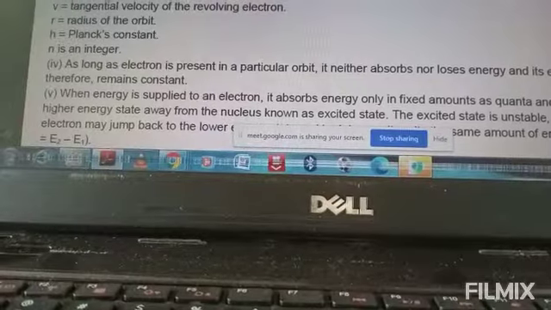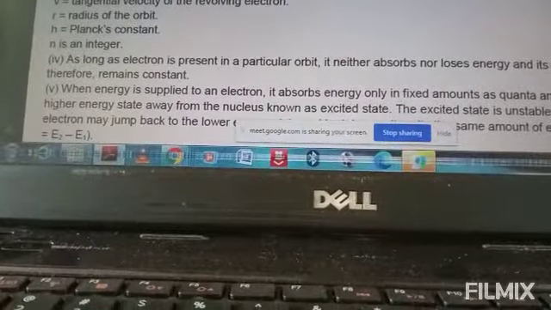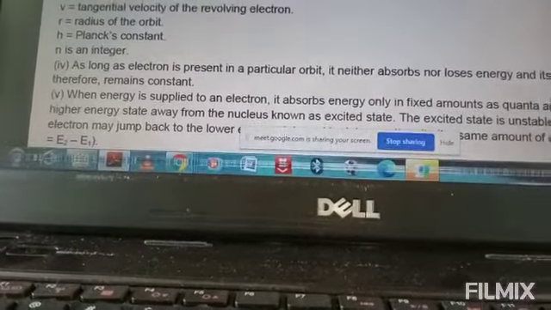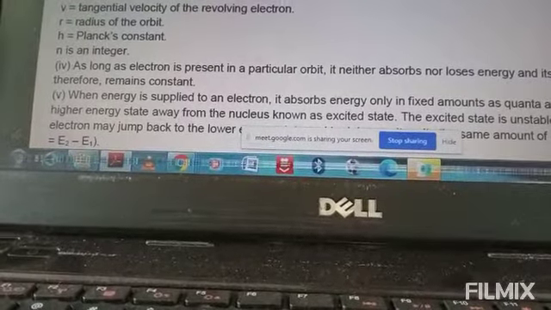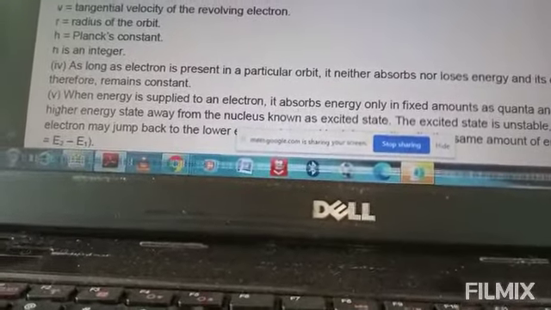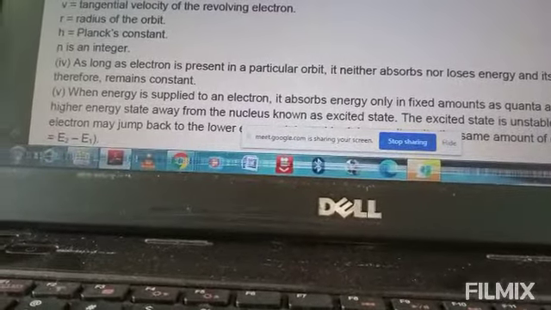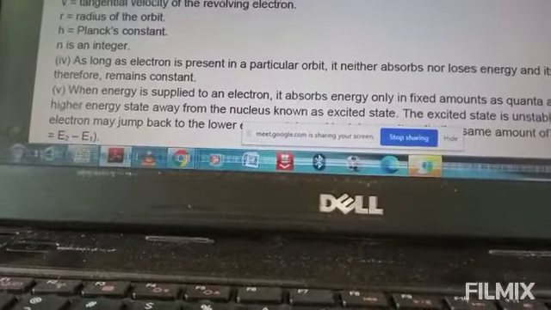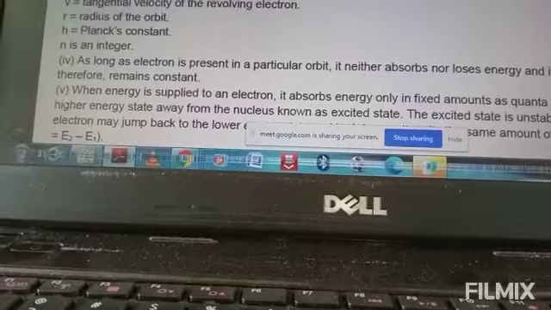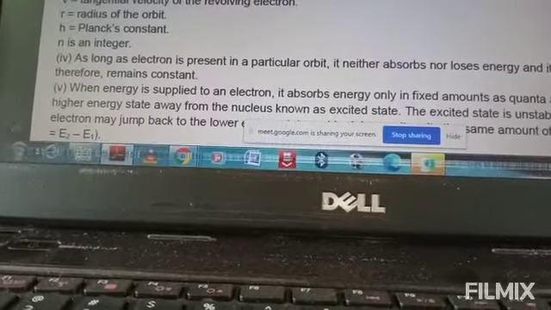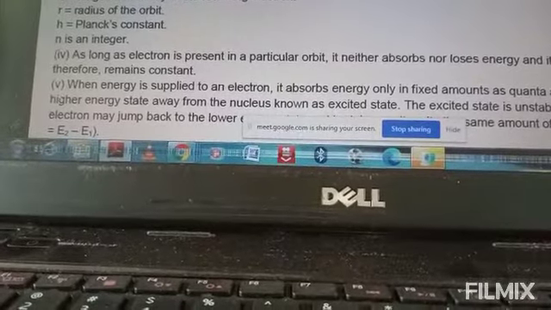After this, we tried to find the energies of different shells by using the formula En equal to minus R H times 1 by n square. Here, if n equal to 1, it means the energy of the first orbit of the hydrogen atom is minus 2.18 into 10 power minus 18 joules. This is what we got.